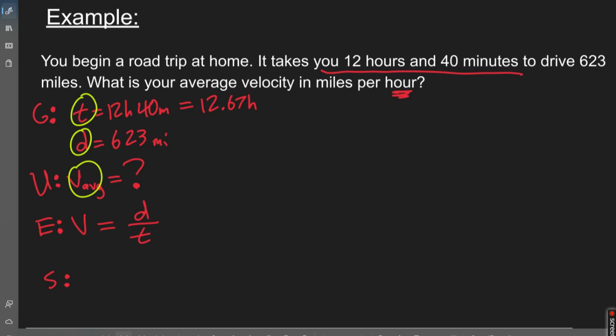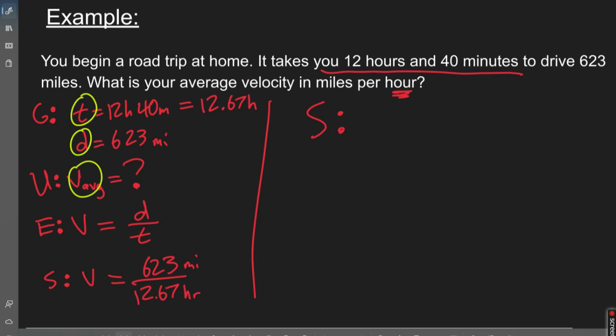All right, substitute. So this is where we just put everything that we know. So our displacement, we substitute in the number 623 miles. Time, well, it took us 12.67 hours. So we just put that down there. So this was in miles, this was in hours. All right, and then solve.